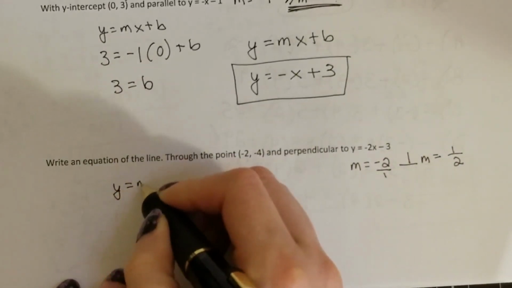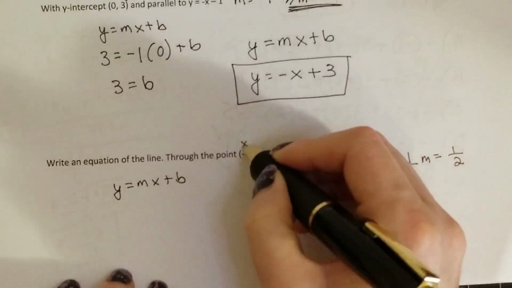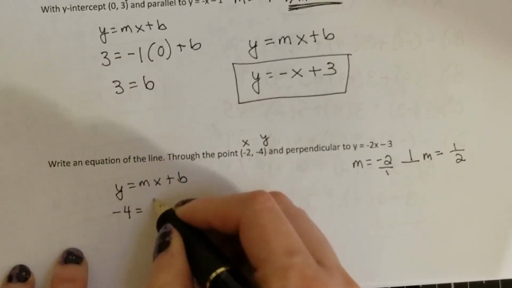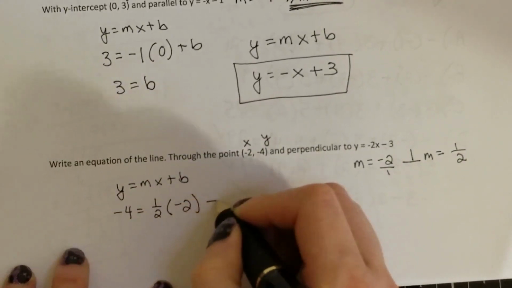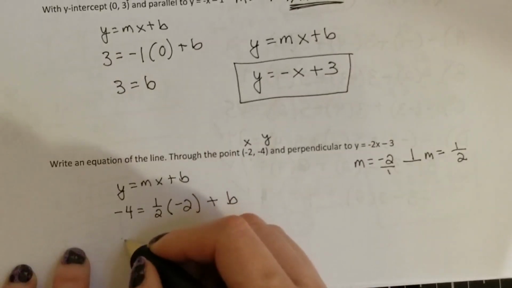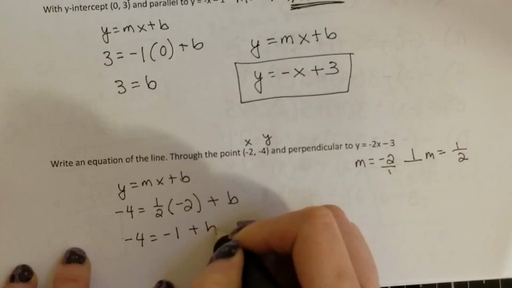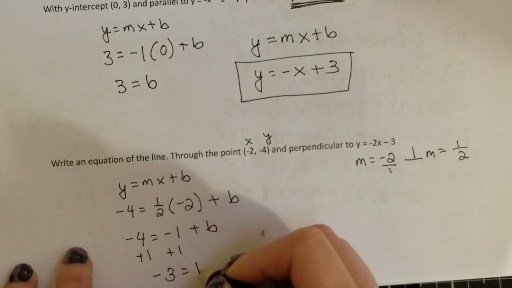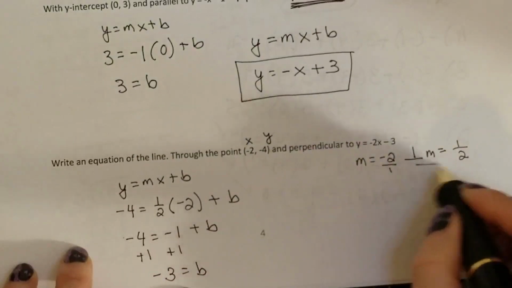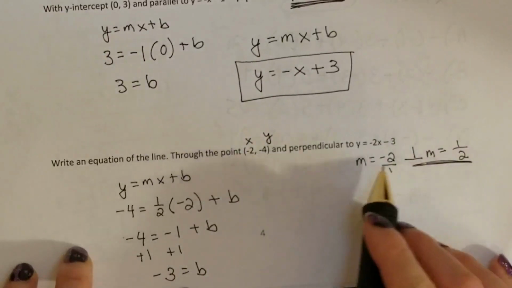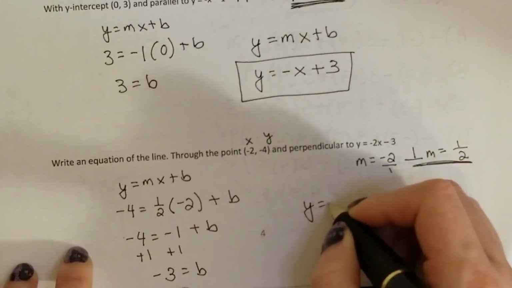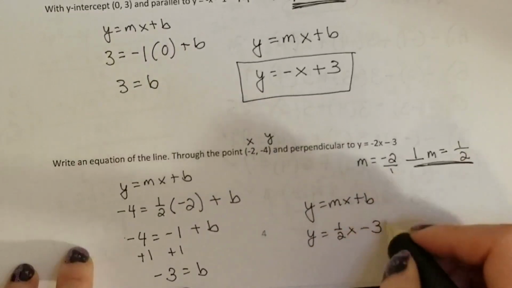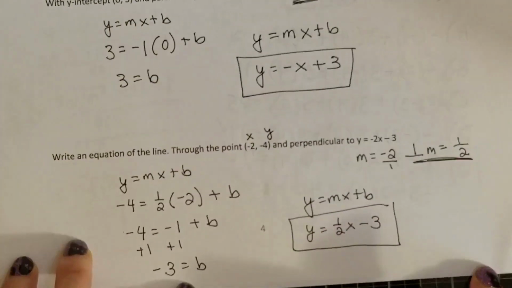So y equals mx plus b. Here's your x, here's your y, and there's your m. So -4 equals 1/2 times -2 plus b. So -4 equals -1 plus b. Add your 1 to both sides. So -3 equals your b value. Make sure when you plug it back in that you're using the perpendicular m and not the given m. So y equals mx plus b, so y equals 1/2 x minus 3. And that would be your answer for that one.